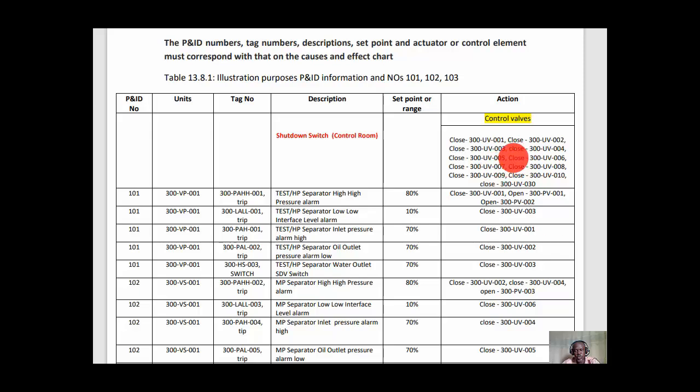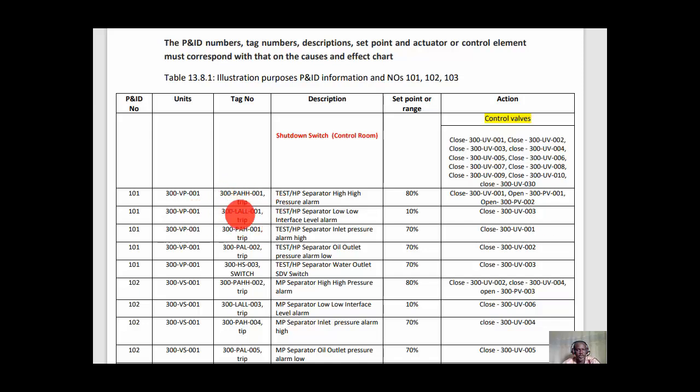This is what we have in the control room. When there is no trip, on hook condition or normal condition, the valve 300-UV001 is closed. The valve 300-UV02 is closed.